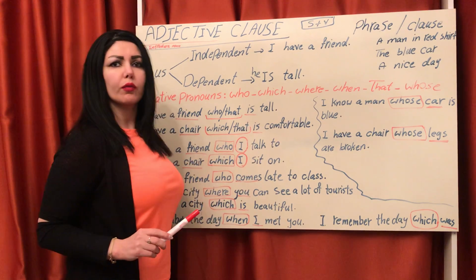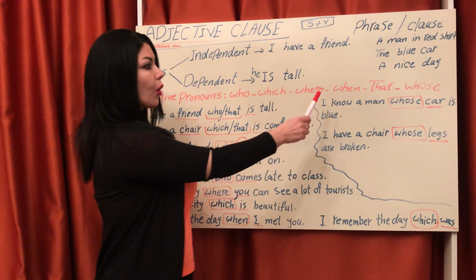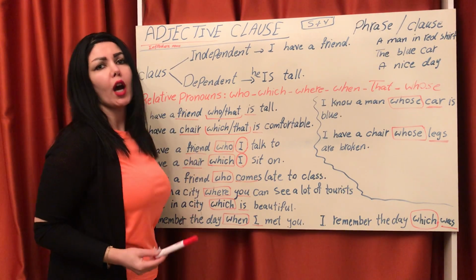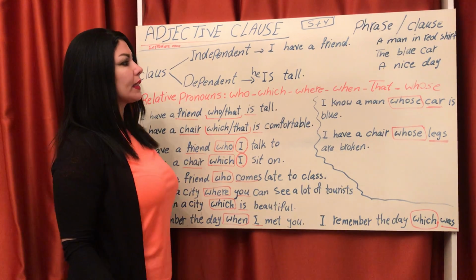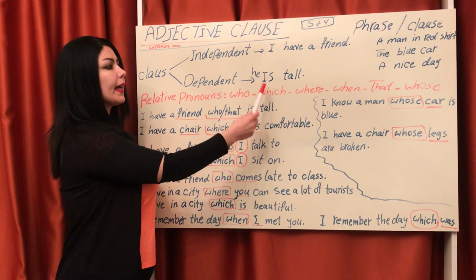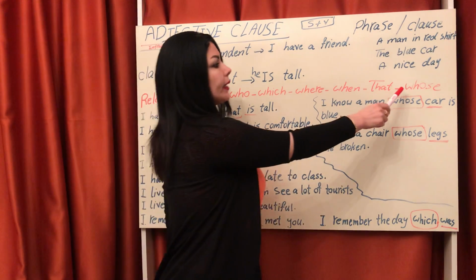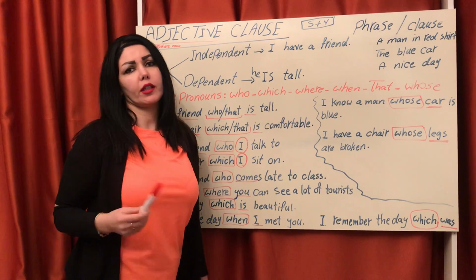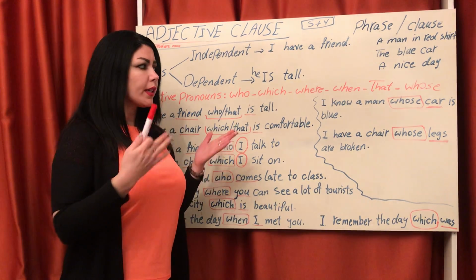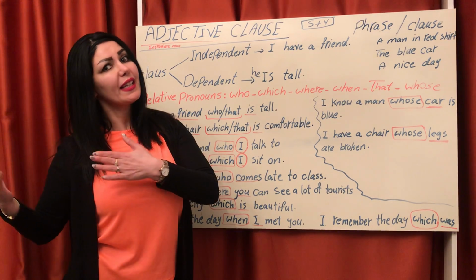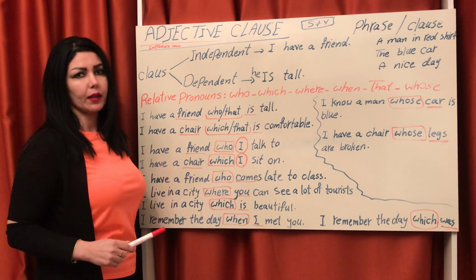Where we use for place. When we use for time. That we use for people and things. Both of them we can use. And whose we use for belonging. For example, something belongs to someone or something belongs to something else. Okay, now let's start to look at an example.